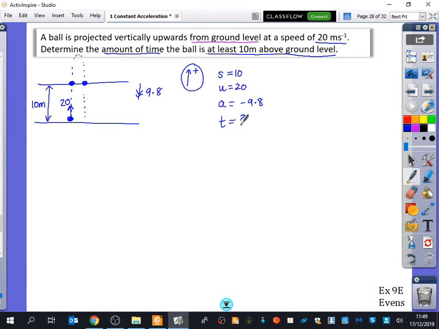Quick side note, just because acceleration in these questions is 9.8, it does not mean that the acceleration is always 9.8. Sometimes people just go, oh, well, obviously acceleration is 9.8. Acceleration is only 9.8 if something is free falling.